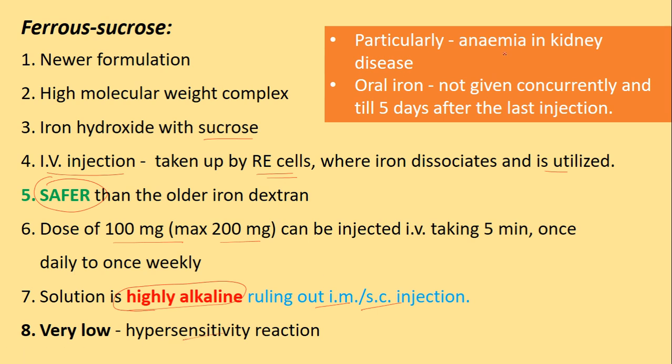And they are particularly indicated in case of anemia in kidney disease, but some of the patients have experienced renal damage with ferrous sucrose. So you have to take precautions while using ferrous sucrose in case of anemia due to any kidney disease. And one more thing you should keep in mind while using ferrous sucrose is that oral iron should not be given concurrently or till 5 days after the last injection of ferrous sucrose.